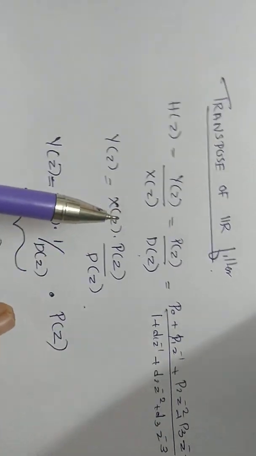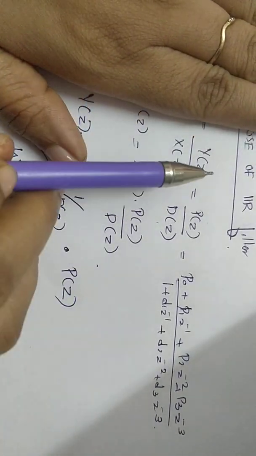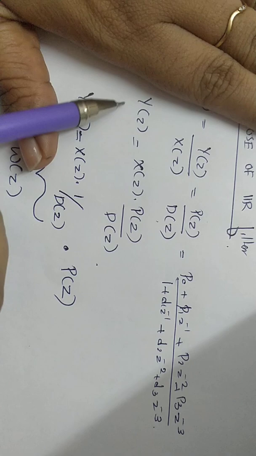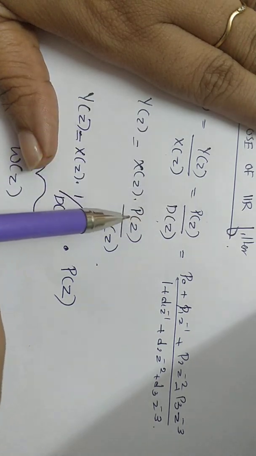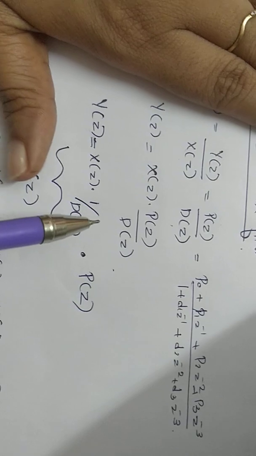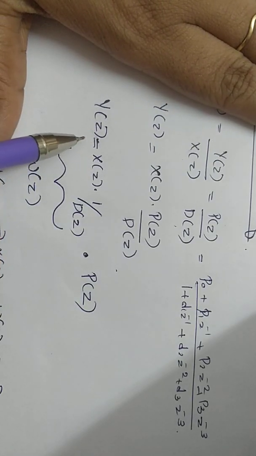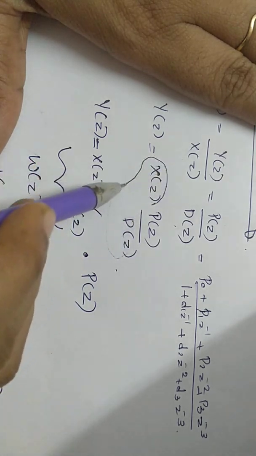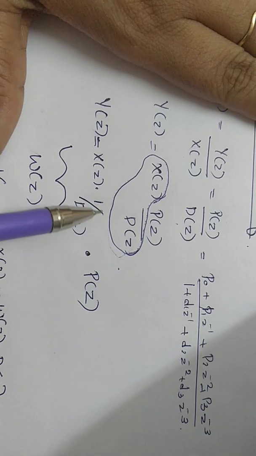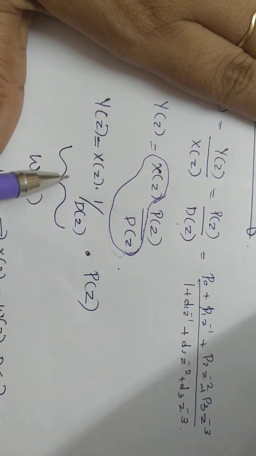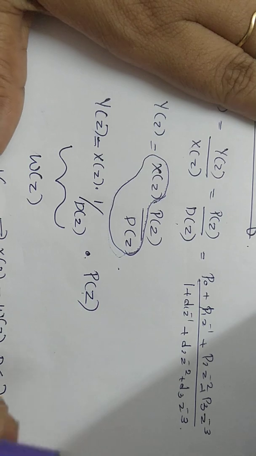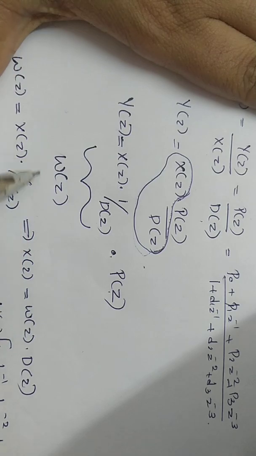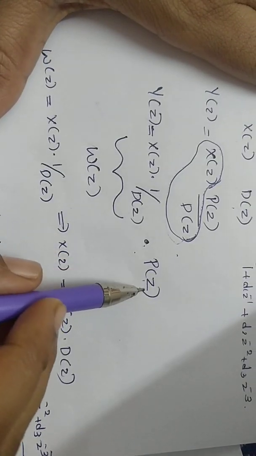So I am considering this part only, that is Y of z by X of z is equal to P of z by D of z. That is, Y of z I can write as X of z into P of z by D of z. I am considering this part together: X of z into 1 by D of z is the first subsystem and P of z is the second subsystem. So X of z into 1 by D of z, I am calling it W of z, and P of z as the second subsystem.